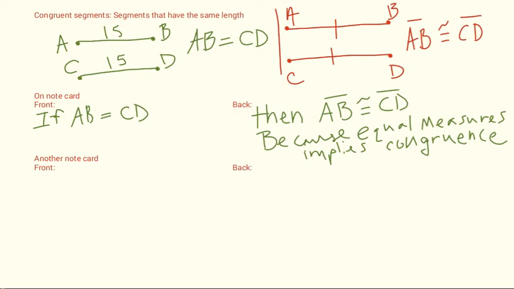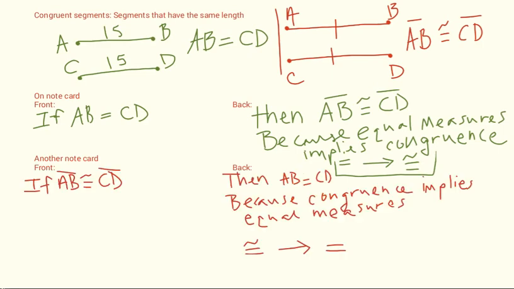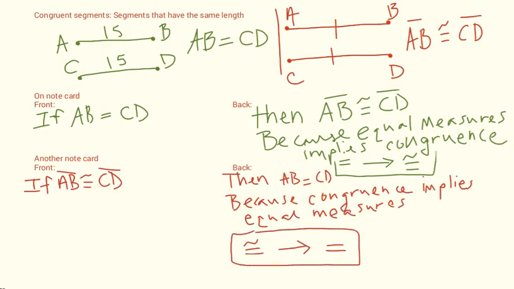On your next note card, we're going to do basically the opposite. So we're going to start with, if we have the two segments are congruent, then on the back side we're going to say AB is then equal to CD, and then we're also going to flip this reason around. So because congruence then implies equal measures. And this is what it would look like. So this is the abbreviated version here in red, and the abbreviated reason up there in the green. So a faster way of writing that equal measures implies congruence, or that congruence implies equal measures. So make sure you write these down on two separate note cards.